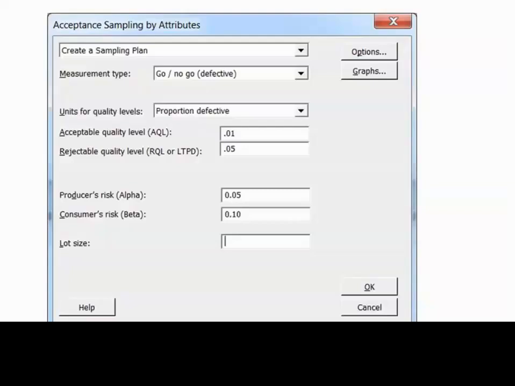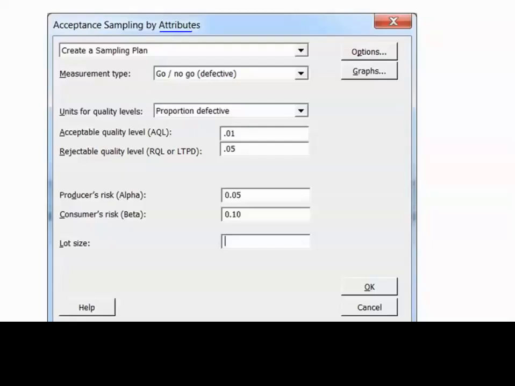This is the one for attributes. The units here are proportion defective, so I'm putting in 0.01 and 0.05 for the AQL and the RQL. And then I'm putting in my alpha and beta, my producer and consumer risks of 5% and 10%. I'm going to leave the lot size blank for now. We really don't need it to get the sampling plan.